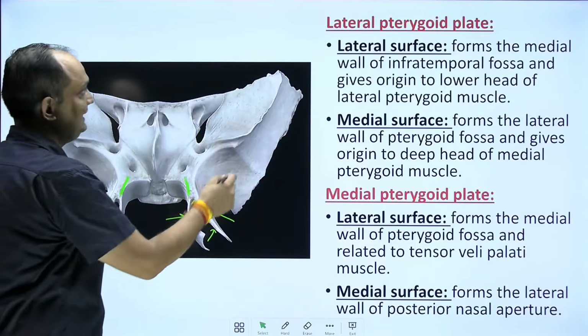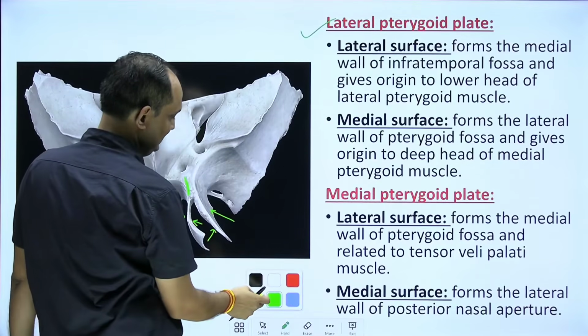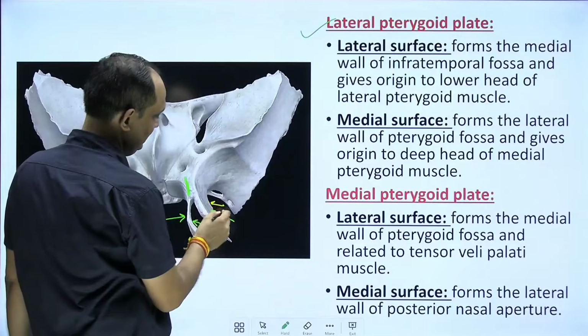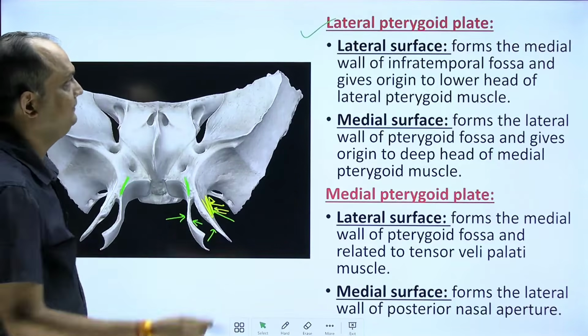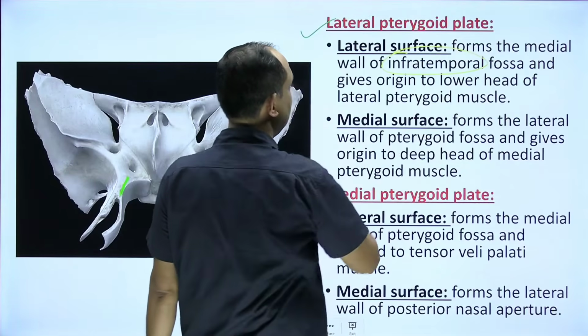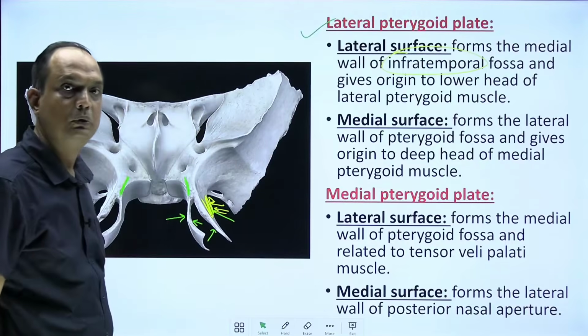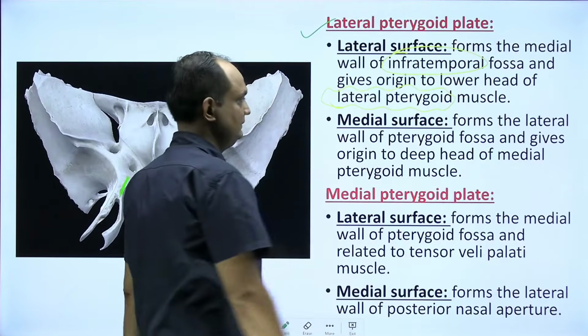So, first is the lateral surface of the lateral pterygoid plate. Now, when you see the lateral surface of the lateral pterygoid plate, that means we are talking about this surface. This lateral surface is forming the wall of the infratemporal fossa and it gives rise to the origin of the lower head of the lateral pterygoid muscle.